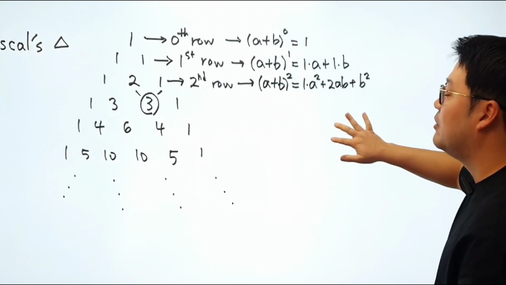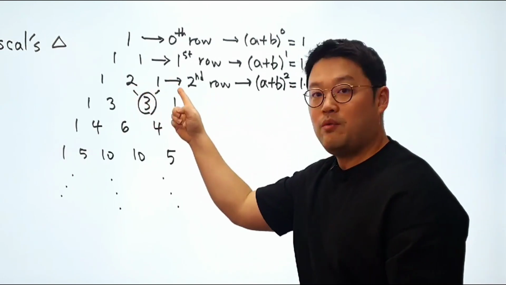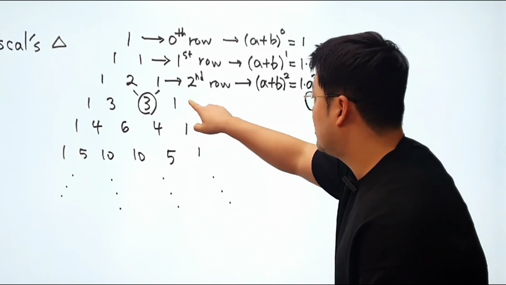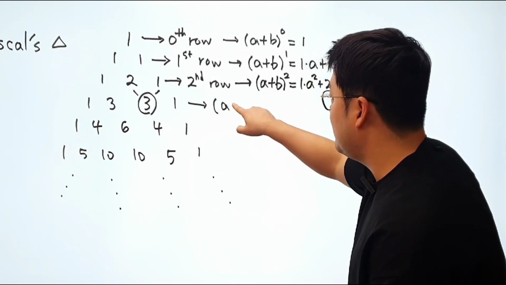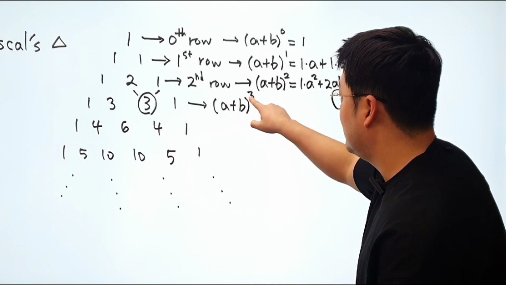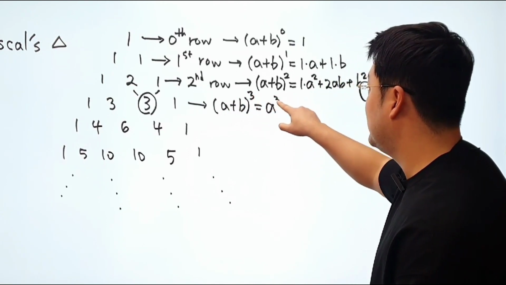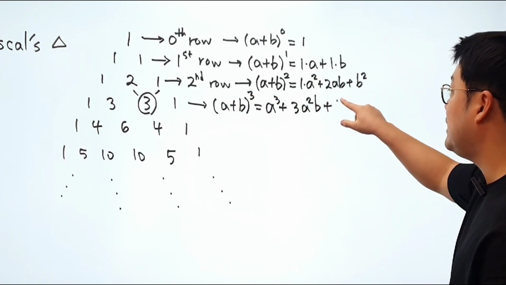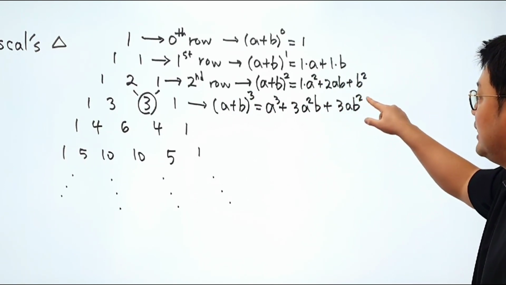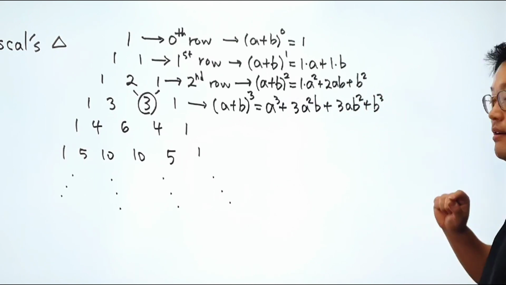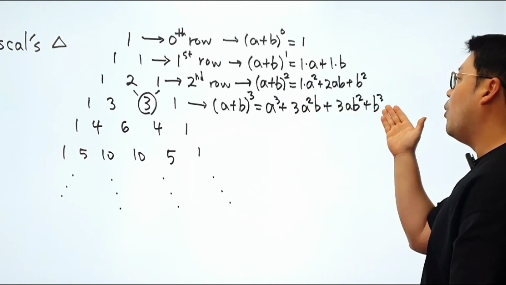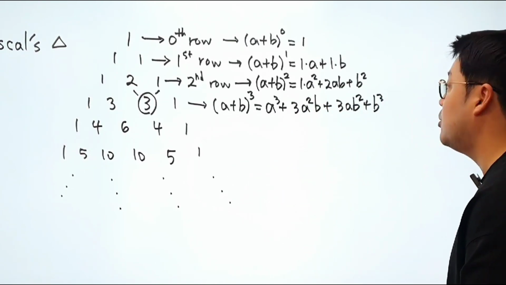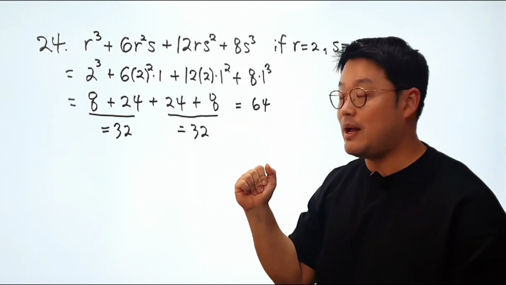So 1, 2, 1, you can see they are popping out as the coefficients. What about the third row? You can check that a plus b to the power of 3 will eventually become a cubed plus 3a squared b plus 3ab squared plus b cubed, okay? So we get 1, 3, 3, and 1 out there. Now, how do we use this in our example? Let's go back to our example.